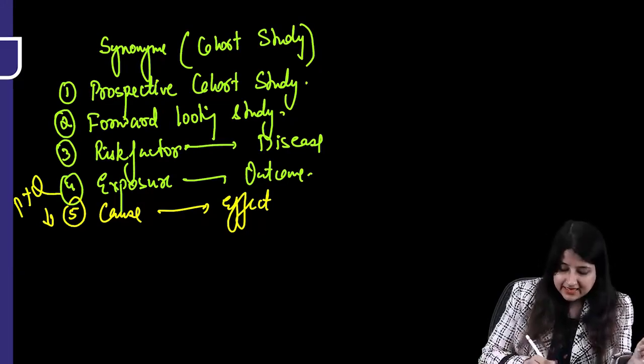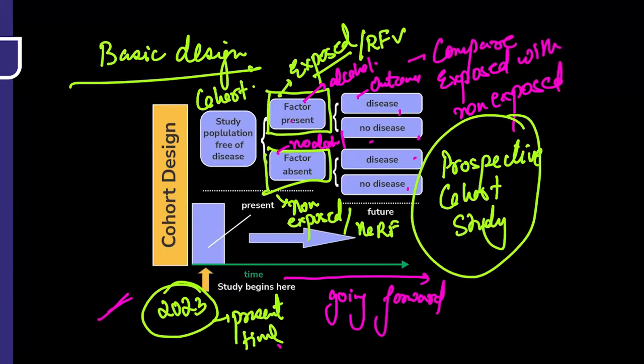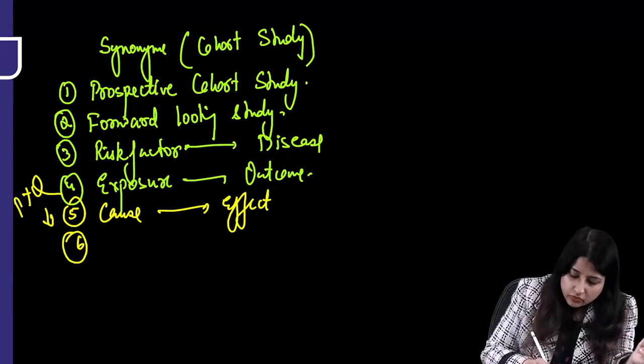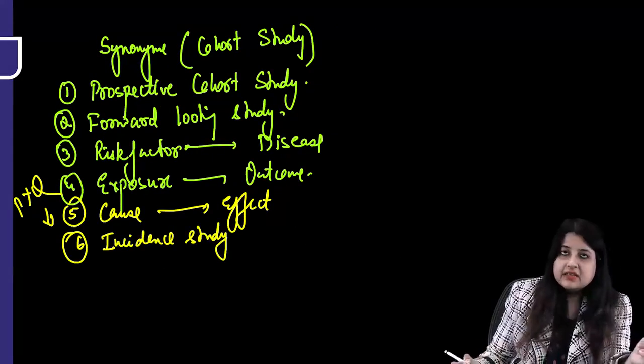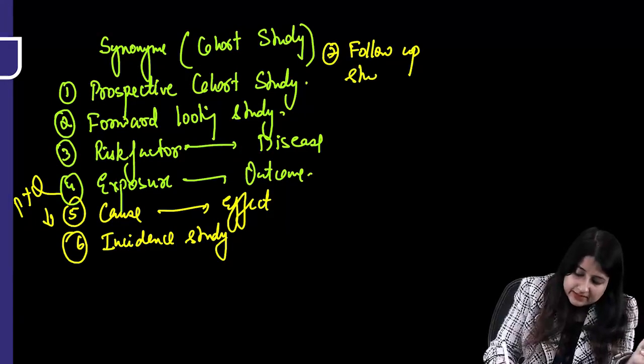At the same time, guys, what are you calculating here? Since you've divided them into exposed to some risk factor, not exposed, you're following them up for a disease, let's say CVD. So whoever you follow up, and if that person goes on to develop a disease, that will be a new case, obviously. So this is also known as incidence study. And since you were following up, it is also known as follow-up study.